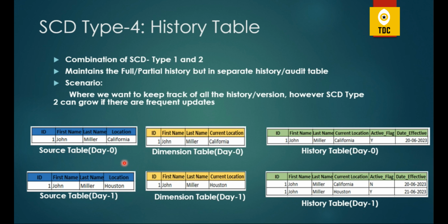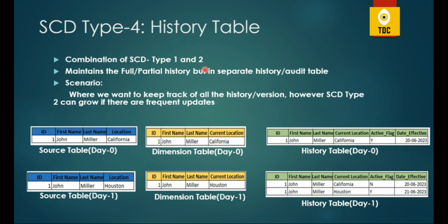As you can see on day 1, California changes to Houston, and the dimension table is completely updated from California to Houston. There is no history maintained here, which is SCD type 1. However, the history is maintained in a separate history table, which is a concept of SCD type 2. You can see the previous active flag is N and the current active flag is Y, and with the date you can keep track of the whole history. So I think you can clearly understand why we call it a combination of SCD type 1 and SCD type 2.